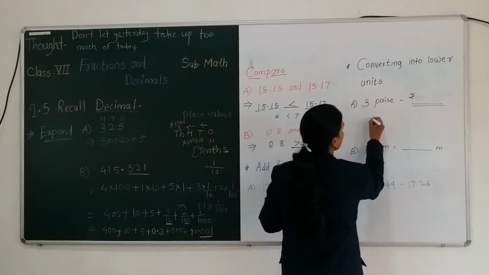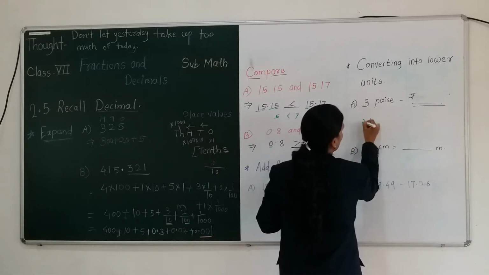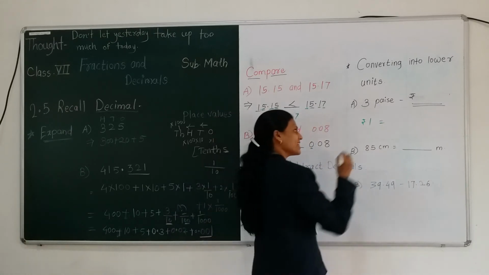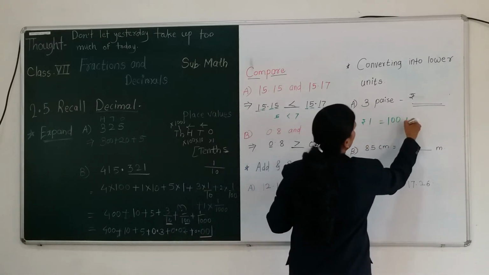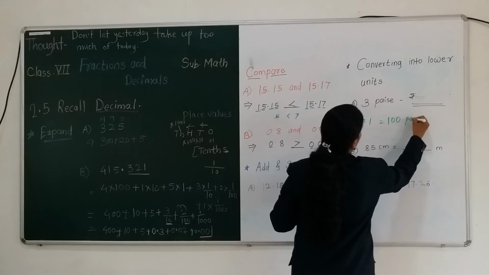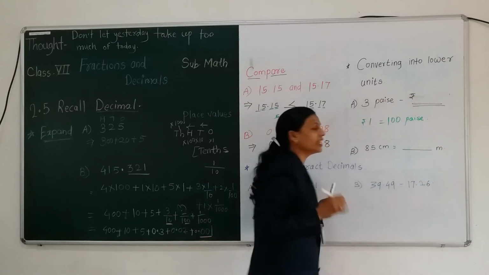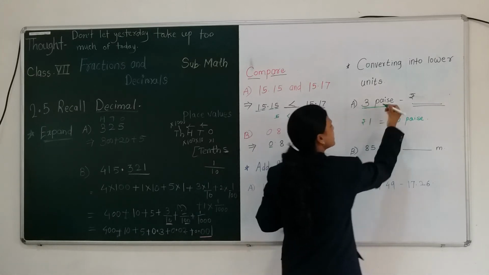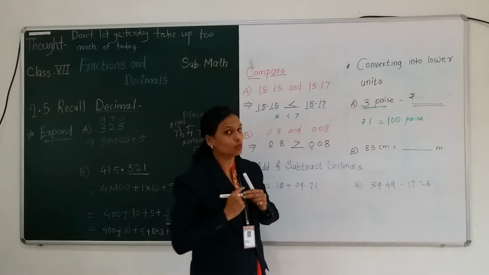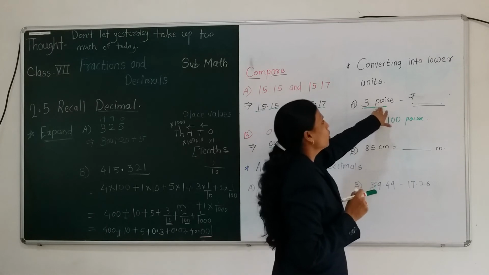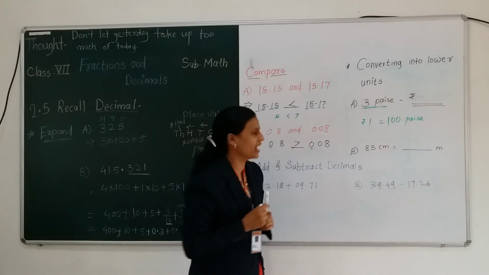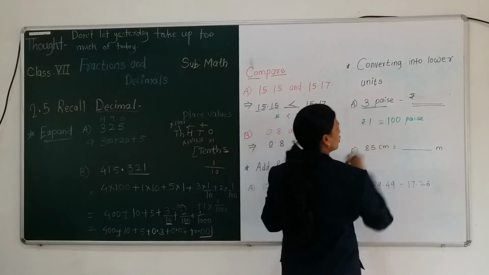1 rupee is equal to how many paise? Yes, 100 paise. So now what do we have to do? We have to find the answer for 3 paise. Whenever we have to move from the lower part to the higher part, that time we have to divide. Very good. Here 1 rupee is equal to 100 paise.